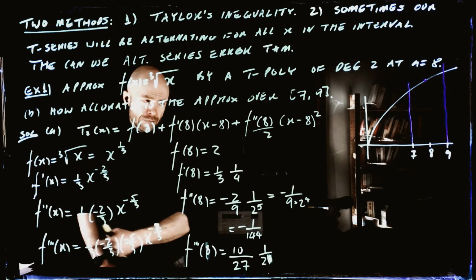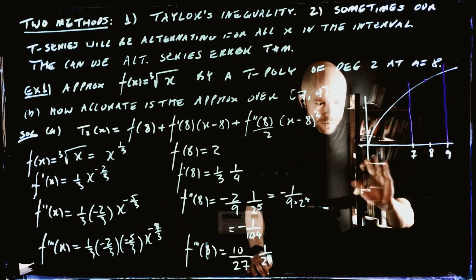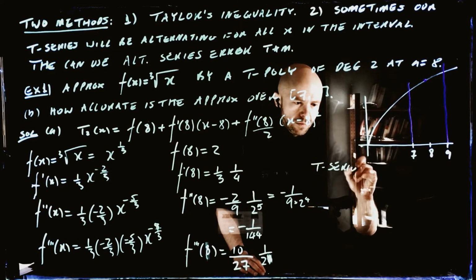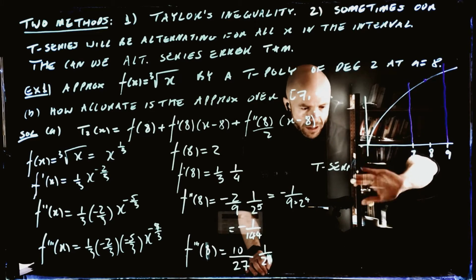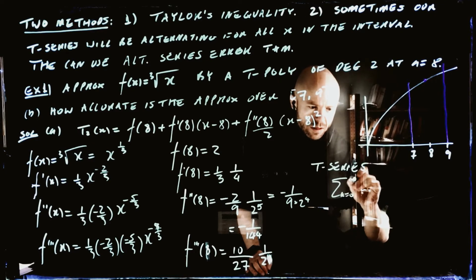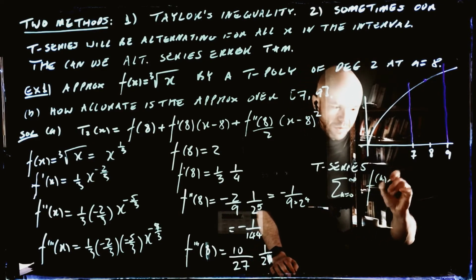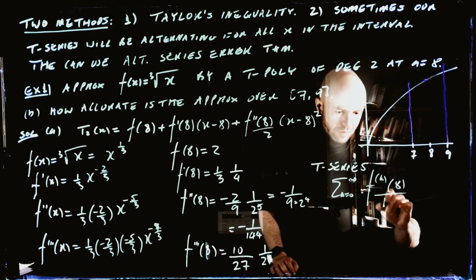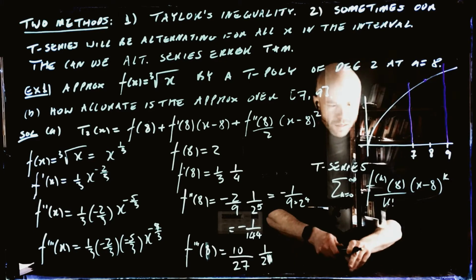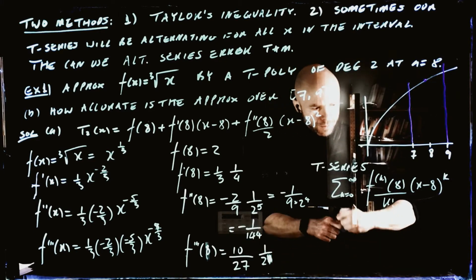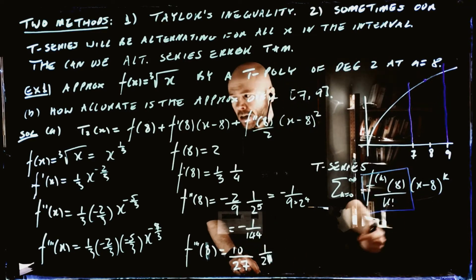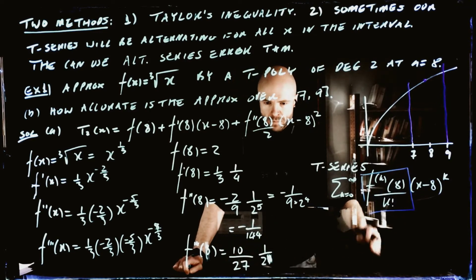Yeah? So the general expansion, right? So the Taylor series is the sum from k equals 0 to infinity of the kth derivative at 8 over k factorial times x minus 8 to the power k. And what we notice is that this part right here is flipping from positive, negative from 1 onwards. Yeah?